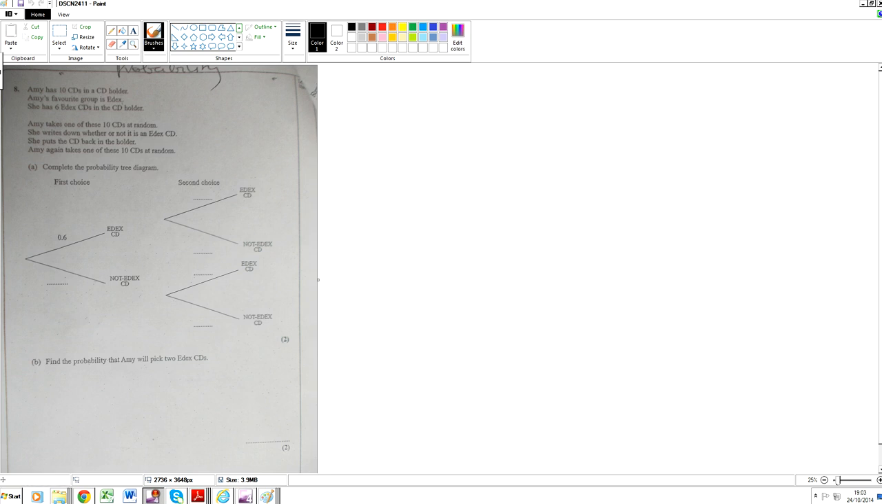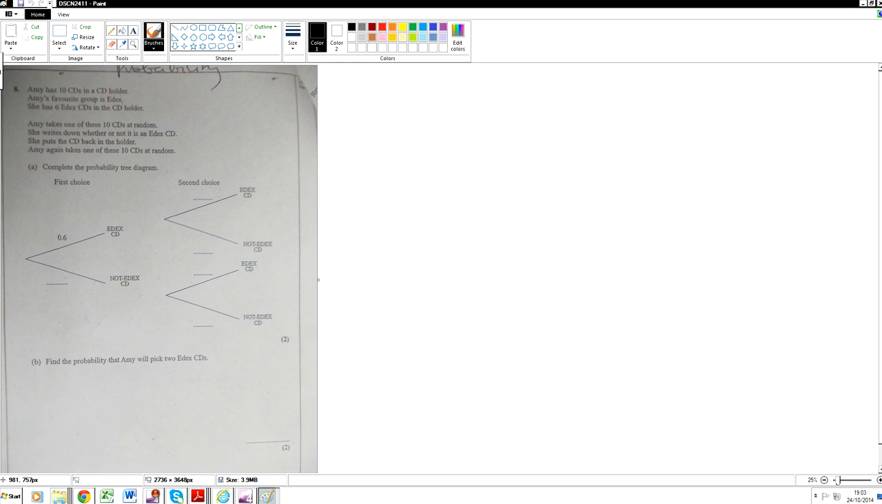Now, they've decided to do the probability in decimals. Nothing to worry about, because 6/10 is equivalent to 0.6, and the opposite of 0.6 is 0.4. Because they put the CD back in, the probability on the second go will be exactly the same as the first one. They won't change because the CD has been replaced. So we can copy them down quite easily.